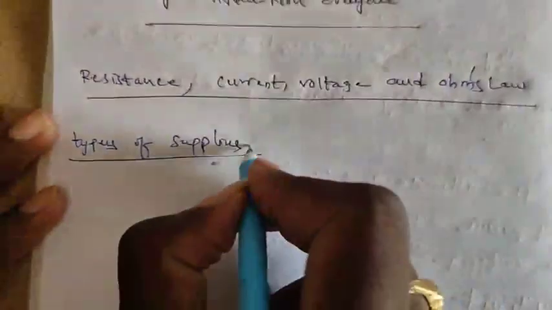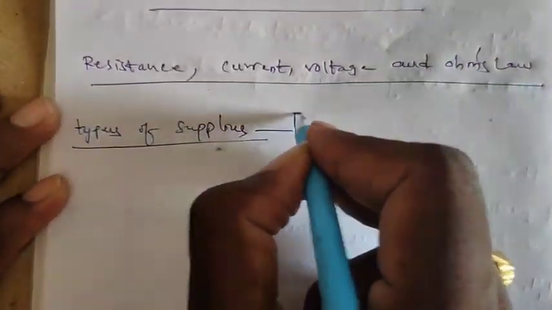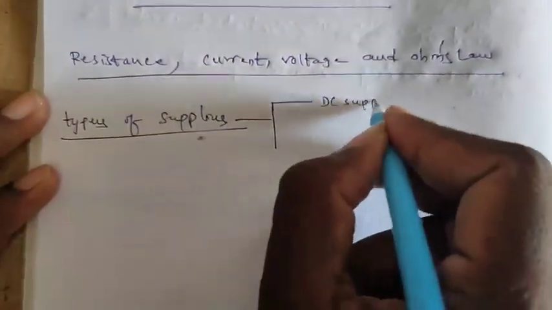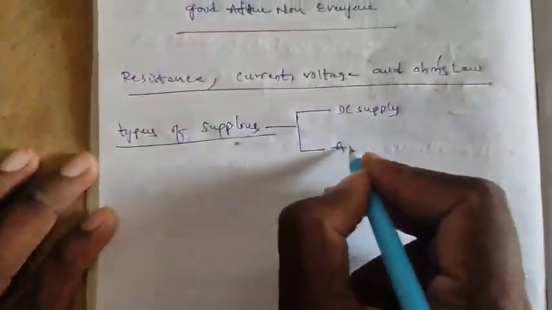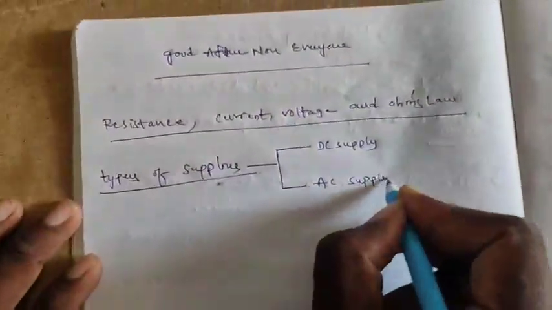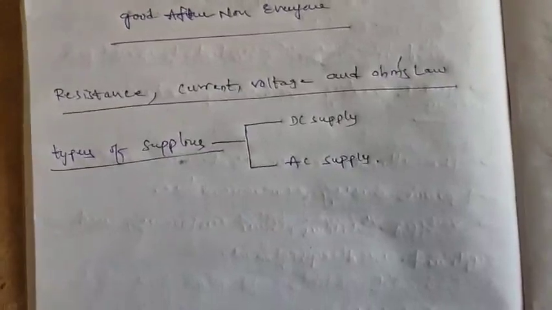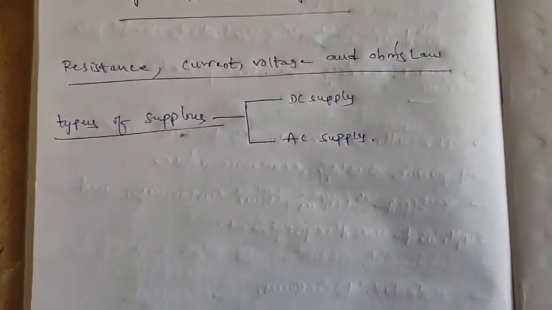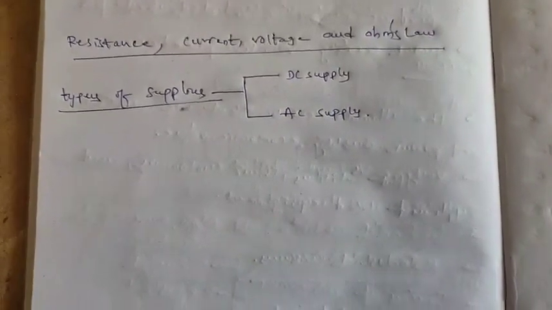We have two types of supply: one is DC supply, and another one is AC supply. Today in class I will give a brief discussion about DC supply and AC supply.